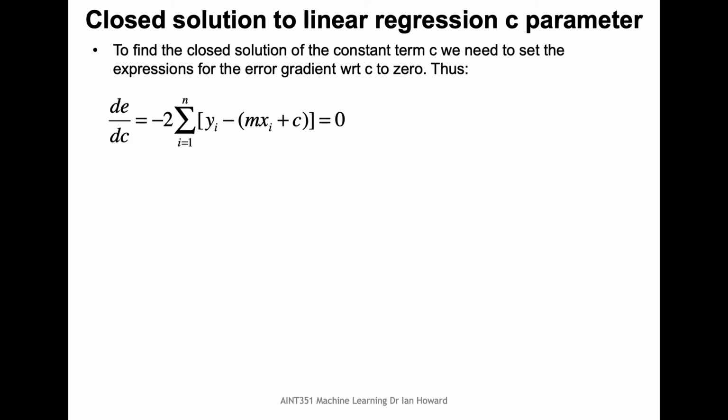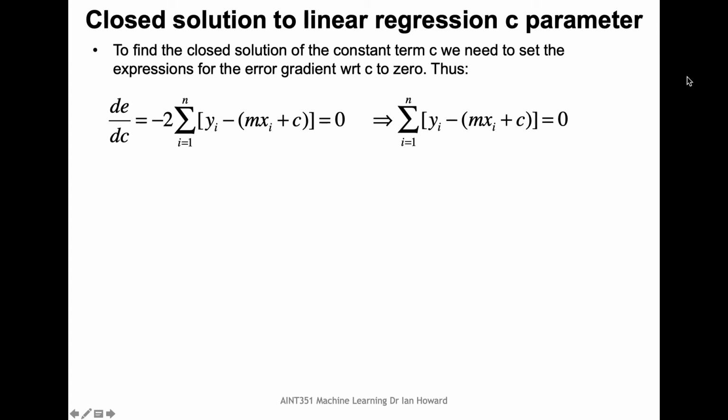What we could also do is approach it from the analytical perspective now, and see if we can write down an expression which tells us immediately what the answer should be. So we have to ask: when is dE/dc equal to 0? When is the gradient with respect to the constant equal to 0? We write down our expression, minus 2 times the sum across all data points of yi minus (m xi plus c), equals 0. When is that the case? We can rearrange this equation and divide by minus 2 to get rid of the minus 2 factor.